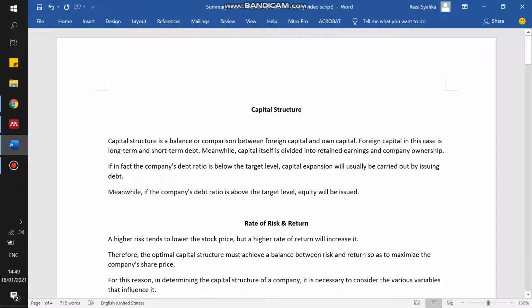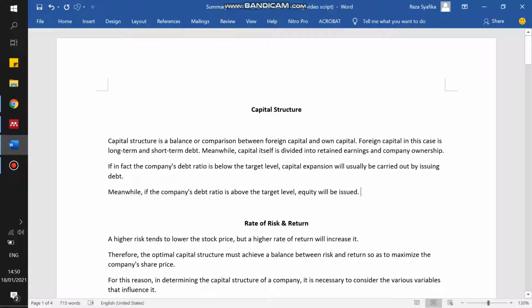Today I'm gonna explain to you about capital structure. I already made this word for you too, easy to read, when I just explain it. So capital structure is a balanced comparison between foreign capital and your own capital. In this case, maybe long-term and short-term debt, and in fact the company's debt ratio is below the target level. The capital expansion will usually be carried out by issuing debt.